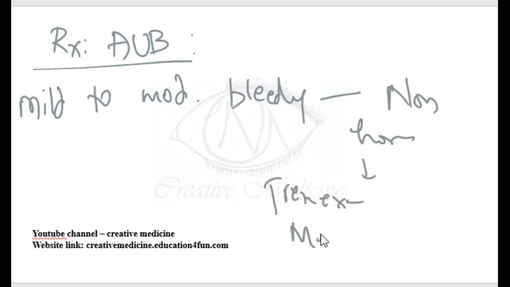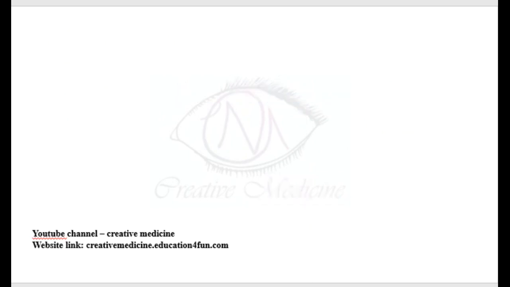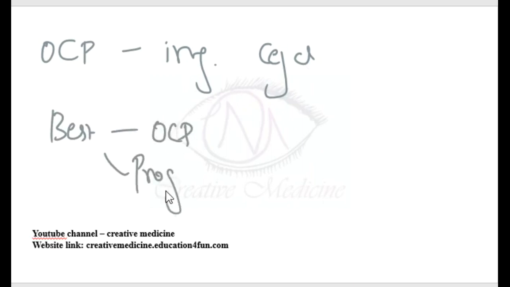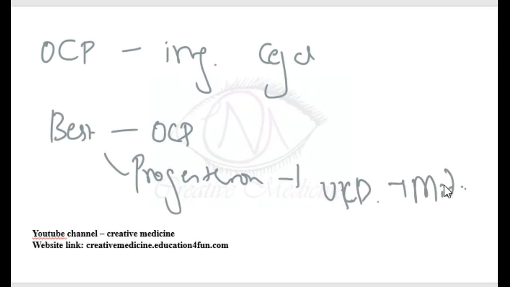Tranexamic acid or mefenamic acid are used for dysmenorrhea. Oral contraceptive pills are used for irregular cycles. The best management in mild to moderate bleeding is oral contraceptive pills or progesterone pills or intrauterine contraceptive device with Mirena. This is if there is mild to moderate bleeding.